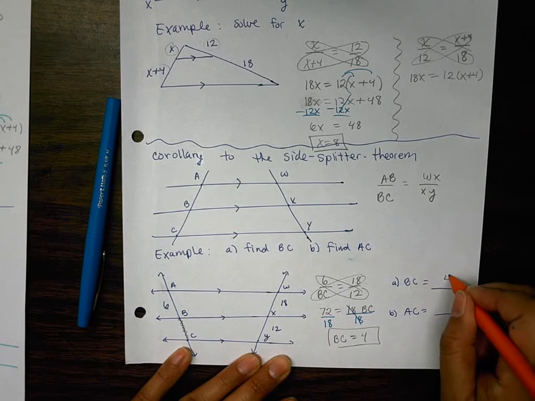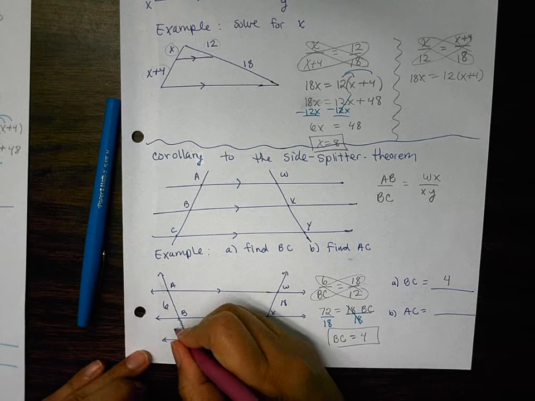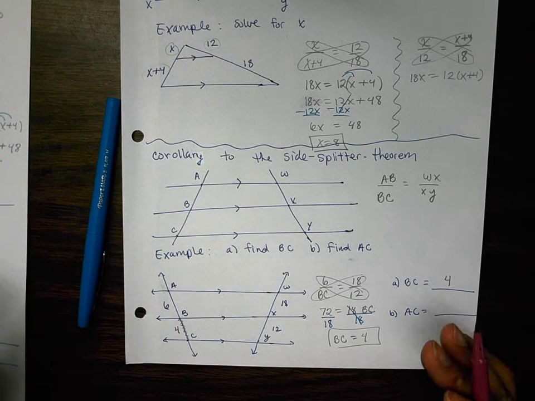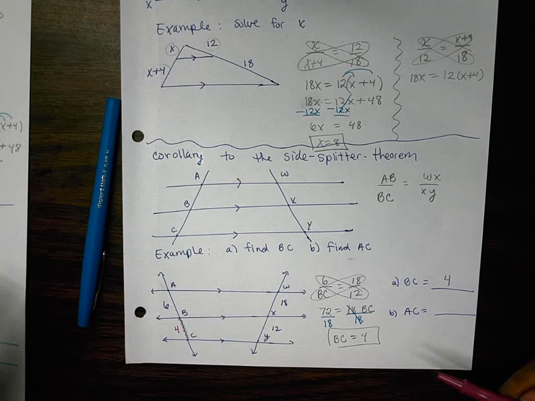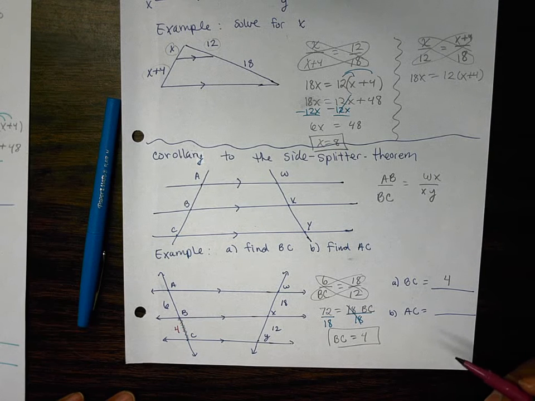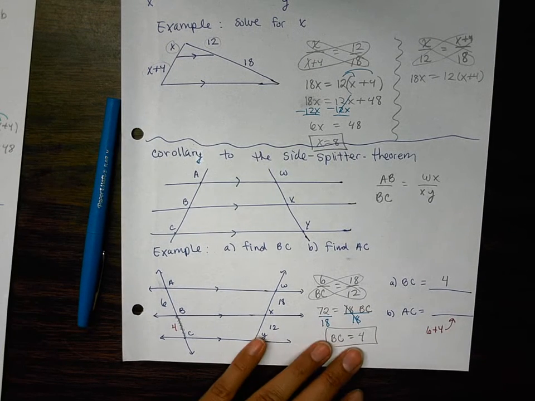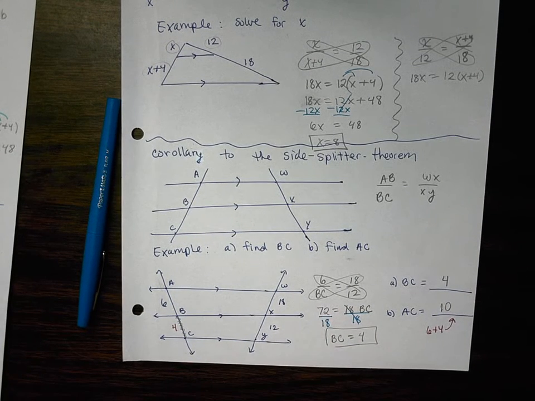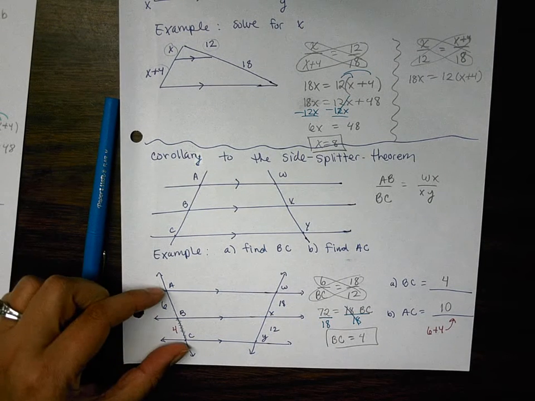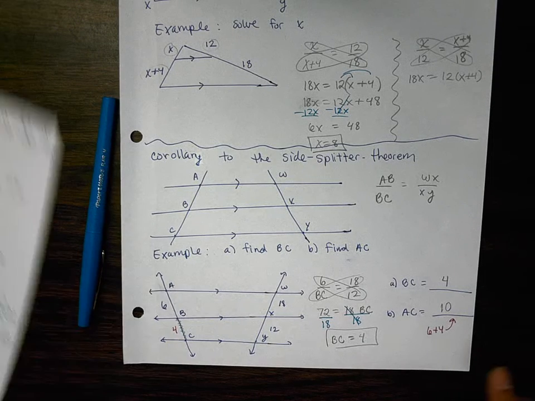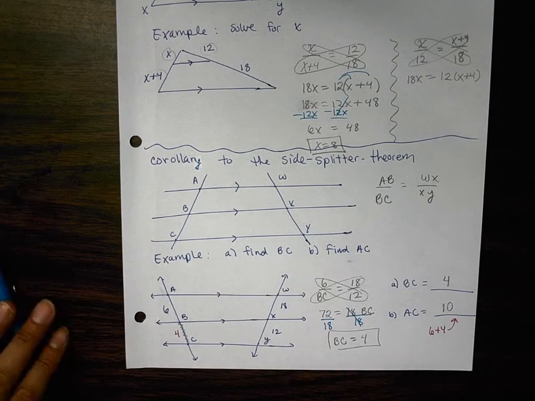That goes here, 4. So now they're asking for the length of AC. Do I have to do another proportion problem, or am I just going to add 2 numbers together? What 2 numbers do I add together? 6 plus 4 is what? 10. Does everybody see that AC length is 10? If this is 6 and this is 4, then AC is 6 plus 4, which is 10. Questions? Does it make sense?